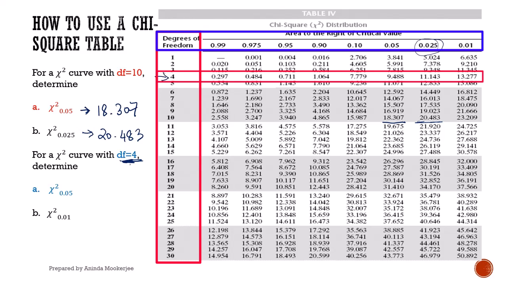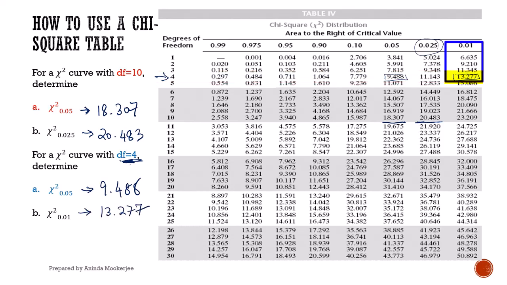If it's df 4, as it says here, for df 4 we will have to look across this row here. If its alpha is 0.05, it'll be a value of 9.488. An alpha value of 0.01, it's going to be 13.277. All right, so that's how you're going to look up your table to find chi-square values.